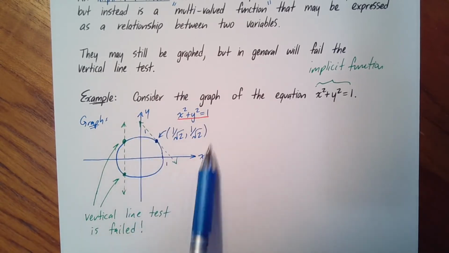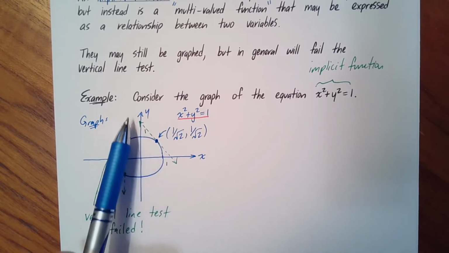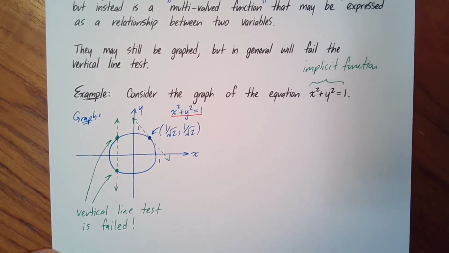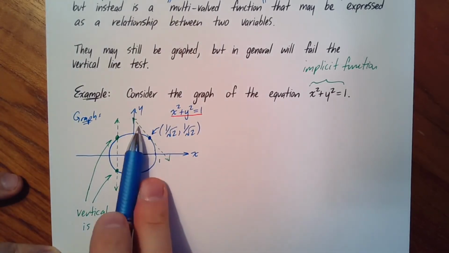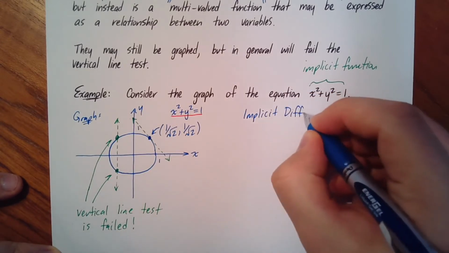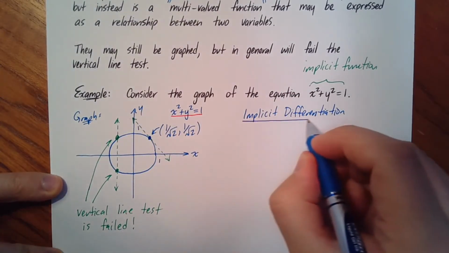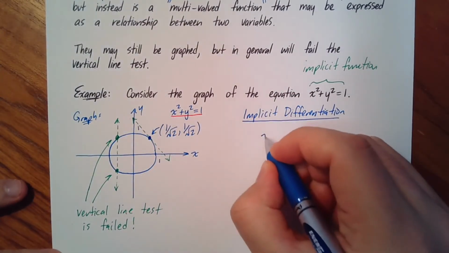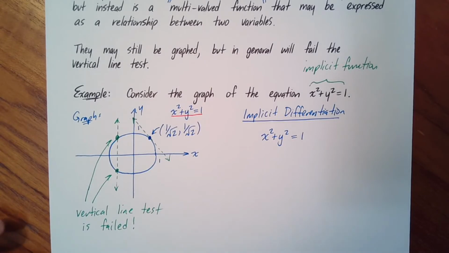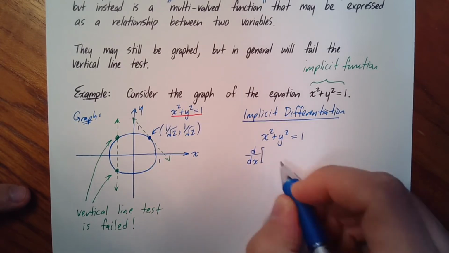But the point of this little drawing here was to illustrate that while the graph does fail the vertical line test, it's still smooth. You can still draw tangent lines, and for that reason, we're going to try to get our hands on the equations. So here's how you can find the slope of this tangent line. This is a technique called implicit differentiation. Okay, so here's how you start. You start with the equation: x squared plus y squared is equal to 1. So what are we going to do? We're going to differentiate both sides of that equation with respect to x.